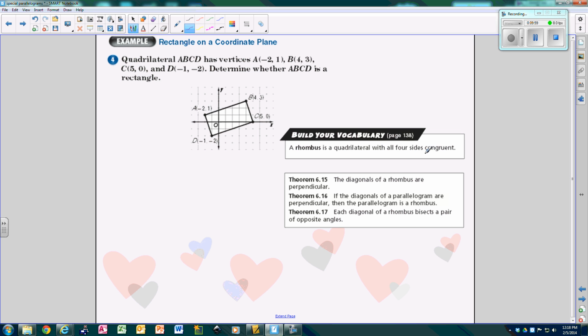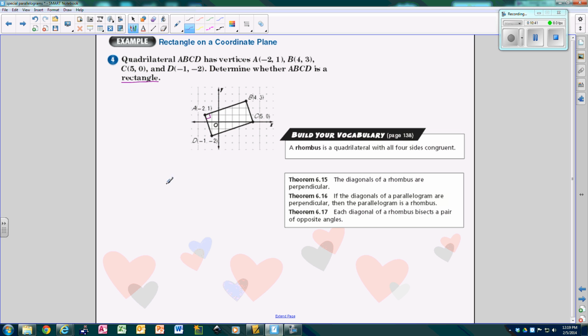So a rhombus is a quadrilateral with 4 congruent sides, but these sides are not congruent, so it's not going to be a rhombus. So the diagonals of a rhombus are perpendicular. If the diagonals of a parallelogram are perpendicular, then the parallelogram is a rhombus. So these are all terms for vocabulary that you need to know. And these are also your properties for a rhombus. But I want to know if this is a rectangle. So to be a rectangle, this has to be 90, and these two pieces, BD, has to be congruent to AC.